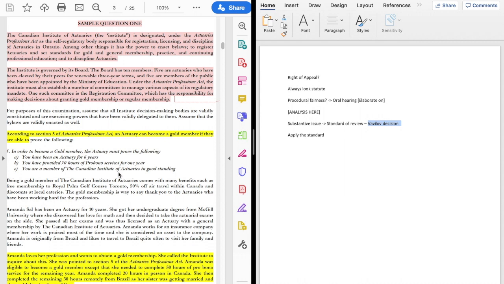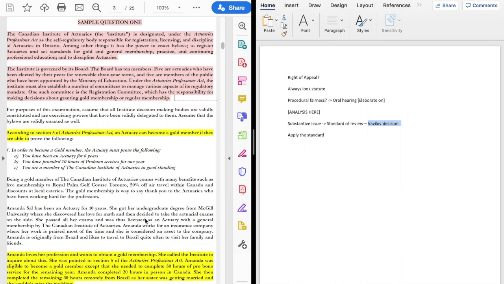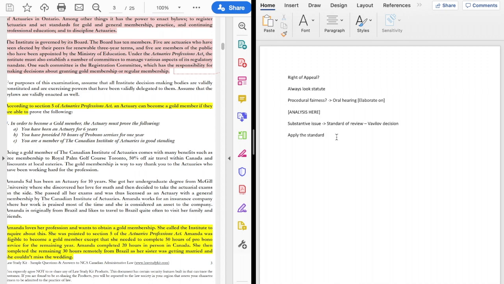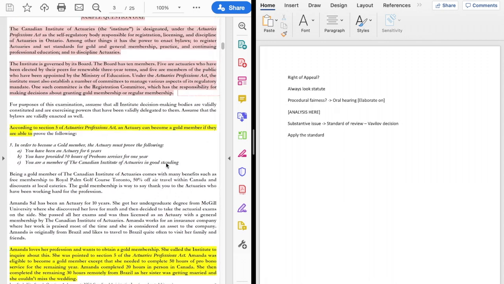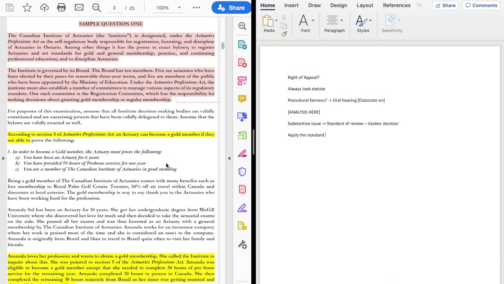Also remember that whenever you get facts on the exam, the facts are not always going to be black and white. You will have to assume some things, and it's okay to assume certain facts, but just mention them. Then you apply the standard of review, and then you decide whether the decision was reasonable or unreasonable.